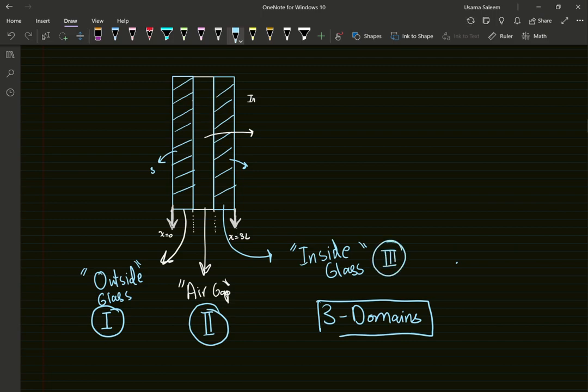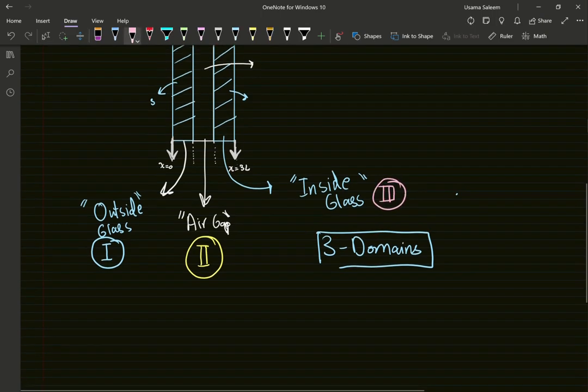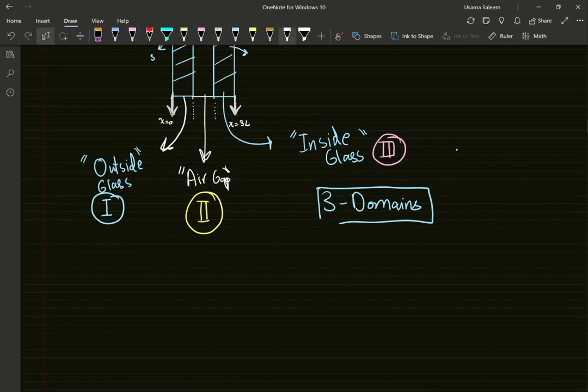Let me just switch colors to make it more appealing. All right, the aesthetics. We live for the aesthetics. Now with that said, let's see. We need a governing equation for each of these. So let me rewrite my assumptions.